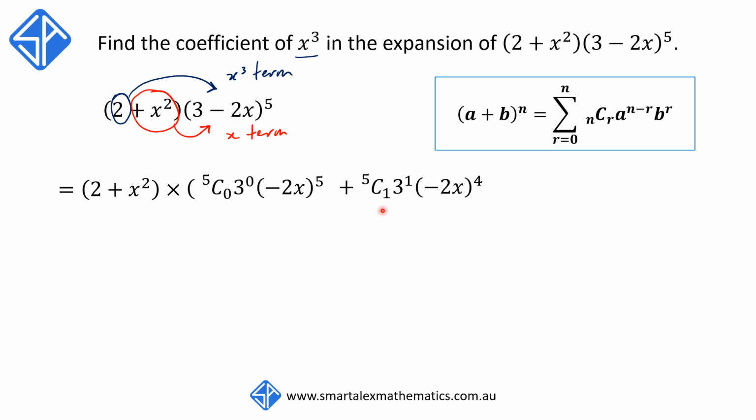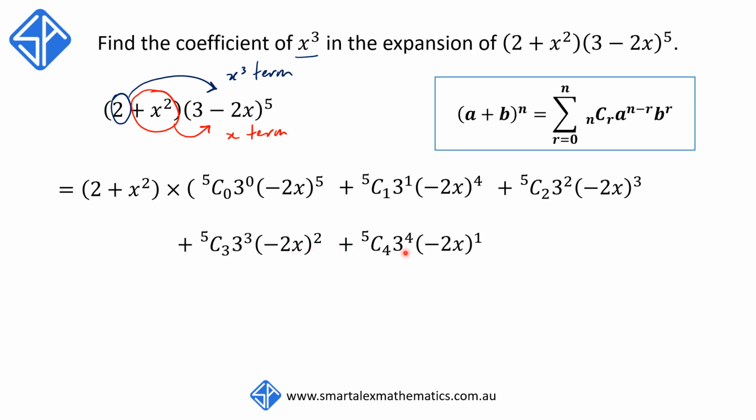The second term is 5C1 times 3 to the 1 times (minus 2x) to the 4. The third term is 5C2 times 3 squared times (minus 2x) cubed. The fourth term is 5C3 times 3 cubed times (minus 2x) squared. The fifth term is 5C4 times 3 to the 4 times (minus 2x) to the 1. And the last term is 5C5 times 3 to the 5 times (minus 2x) to the power of 0.